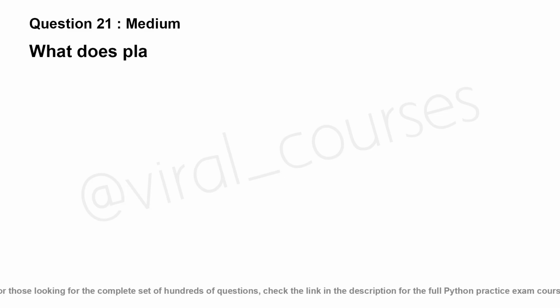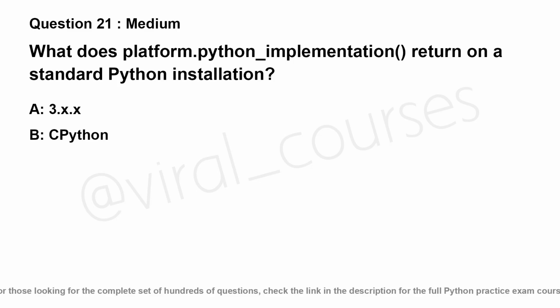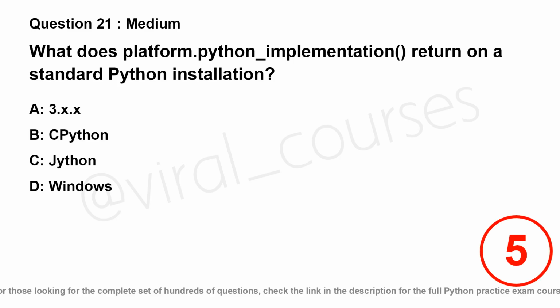What does platform.python_implementation() return on a standard Python installation? Option A, 3.x. Option B, CPython. Option C, Jython. Option D, Windows.